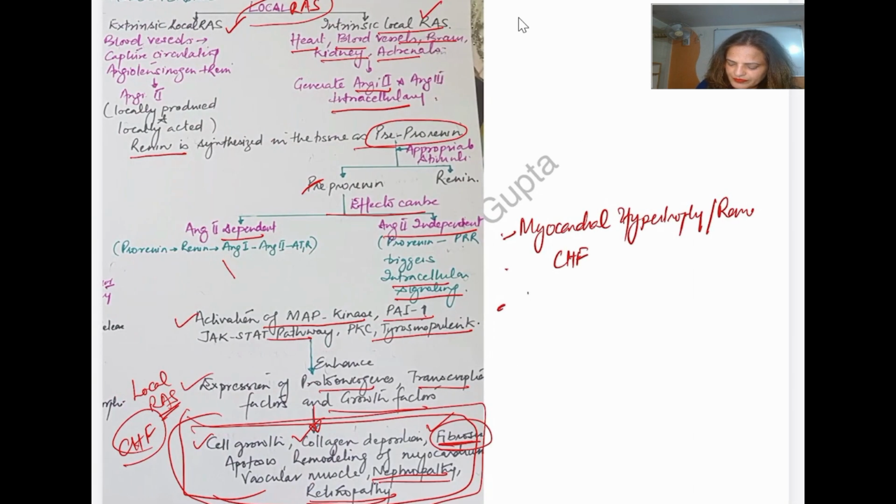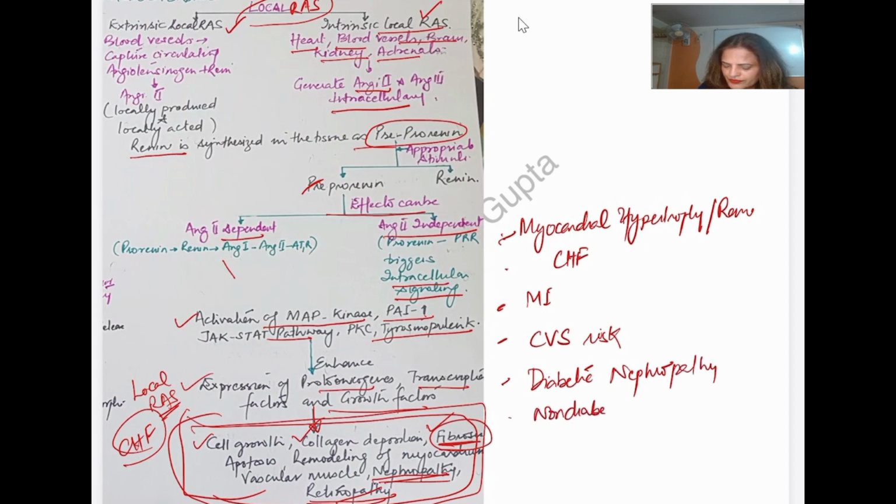Then in an MI patient or any patient with cardiovascular risk, we can use this drug prophylactically. Then of course in a diabetic patient, they are more prone to nephropathy and retinopathy. So diabetic nephropathy and retinopathy. And even in non-diabetic nephropathy also, it shows its beneficial effect more than in retinopathy. So these are the indications when we have to give the drug which can act by inhibiting this pathway.